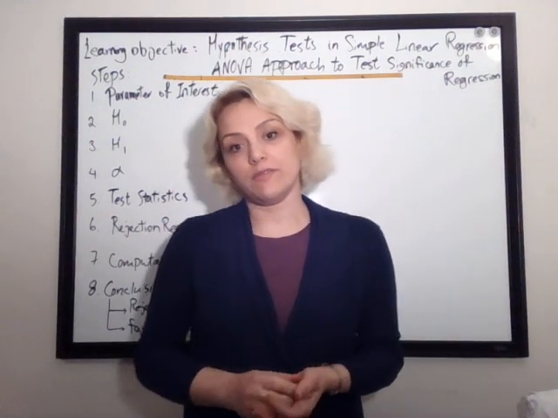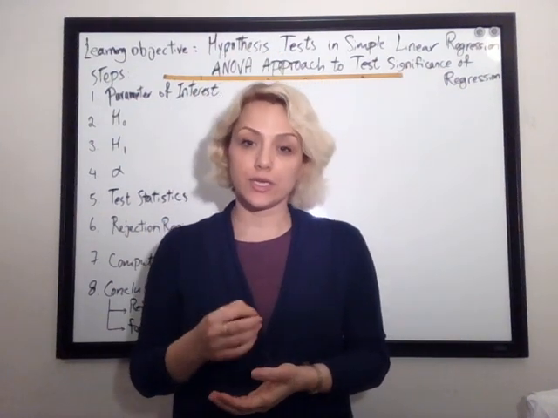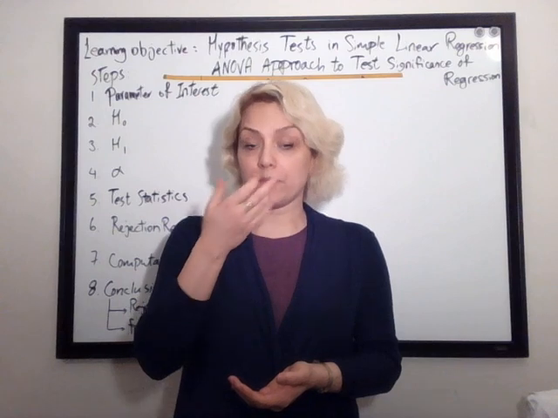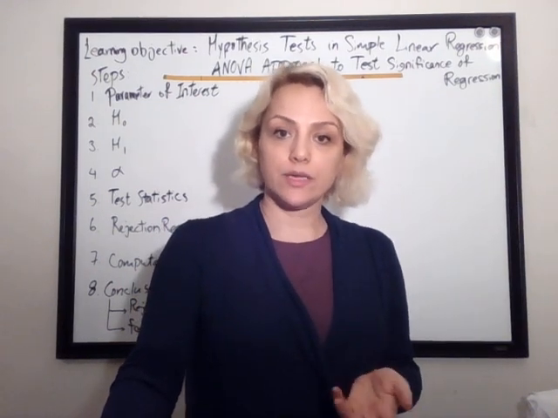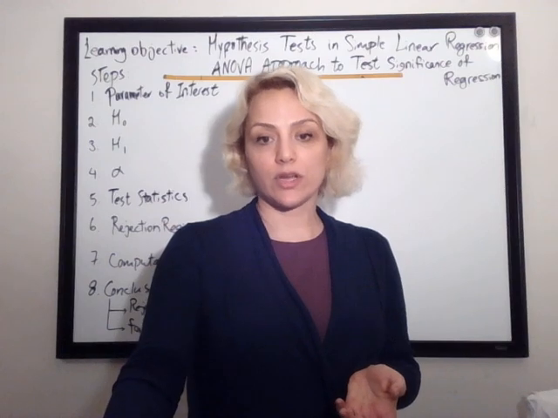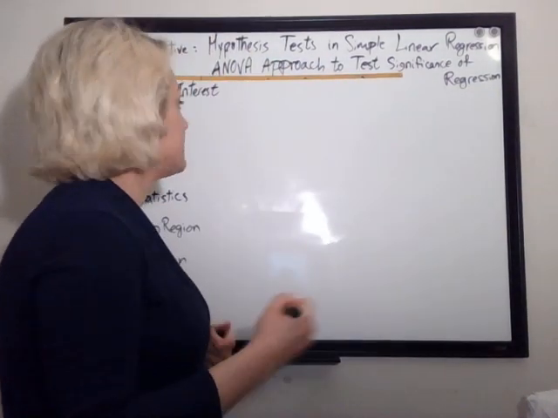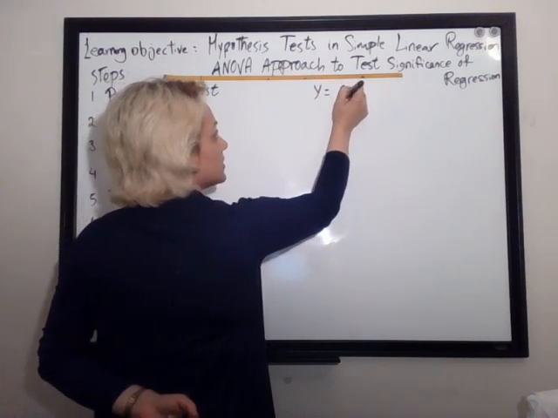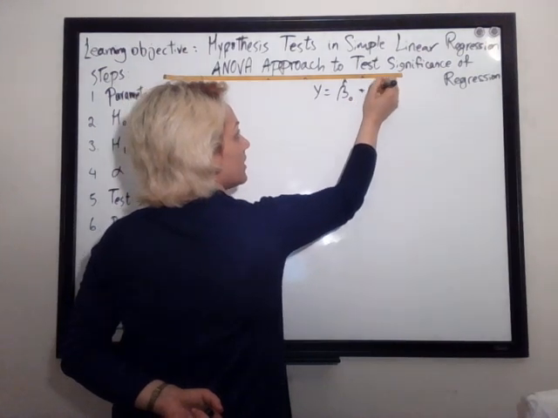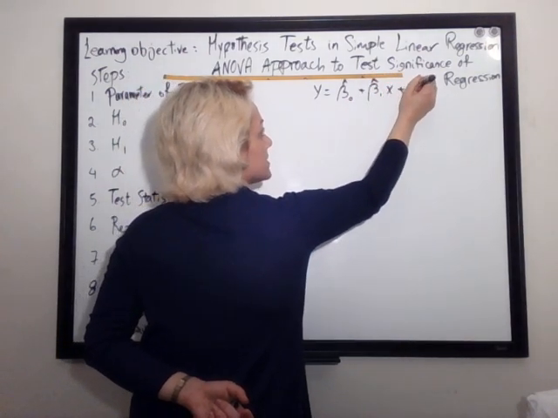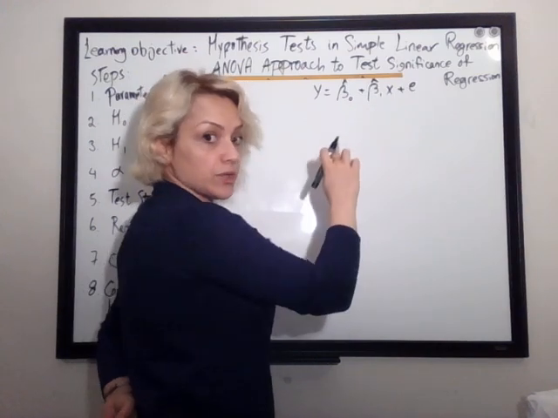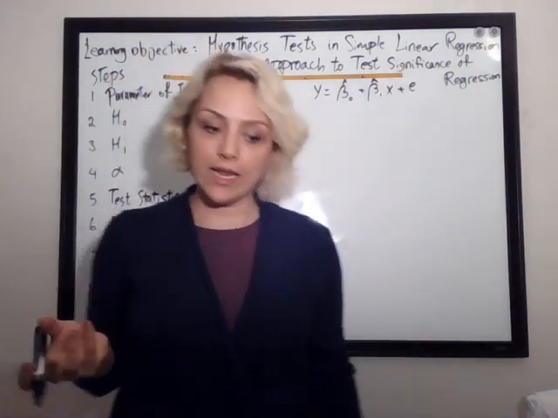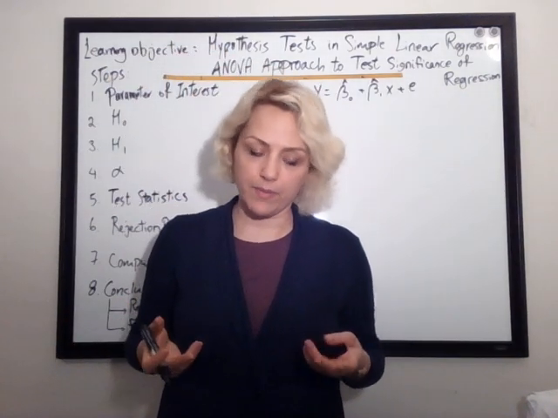Our learning objective here is that we want to work on a special case of the hypothesis test for beta 1. When we are talking about simple linear regression, we said that the equation is y equals beta null estimate plus beta 1 estimate x plus e. This is my regression model, which gives me the value of the predicted amount.